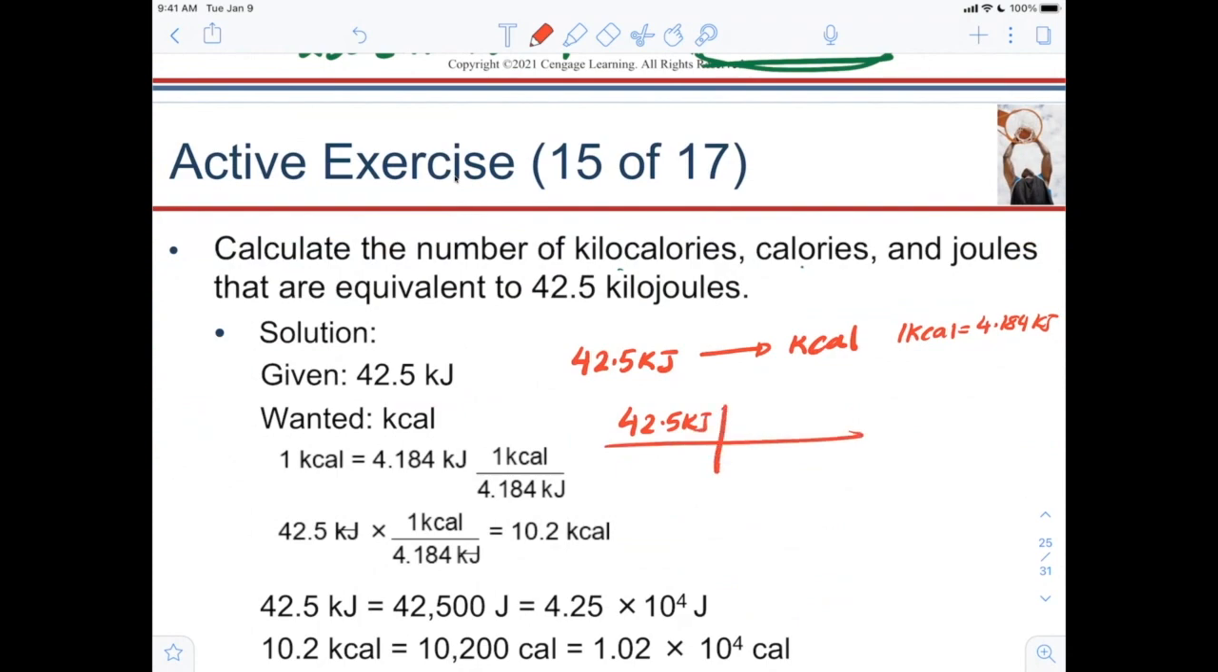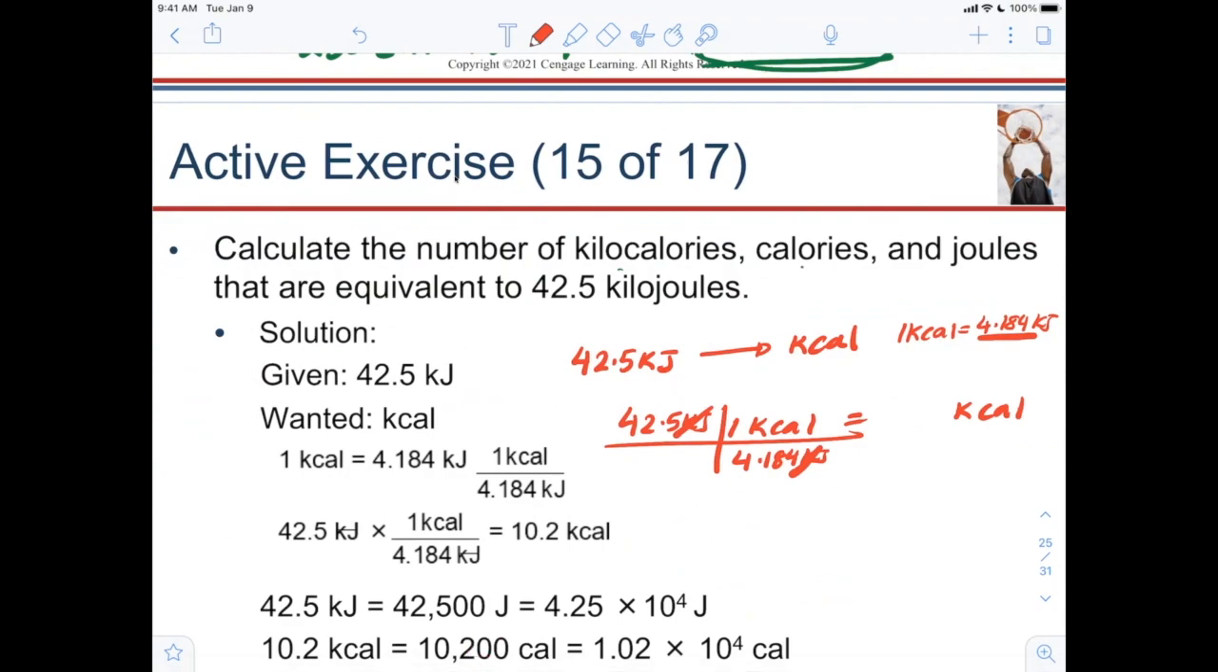And then, where was I? Oh yeah, use this as the bottom number, 4.184 kilojoules, and then 1 kilocalorie. Ta-da! The kilojoules unit cancel out. You end up with your answer in kilocalories.